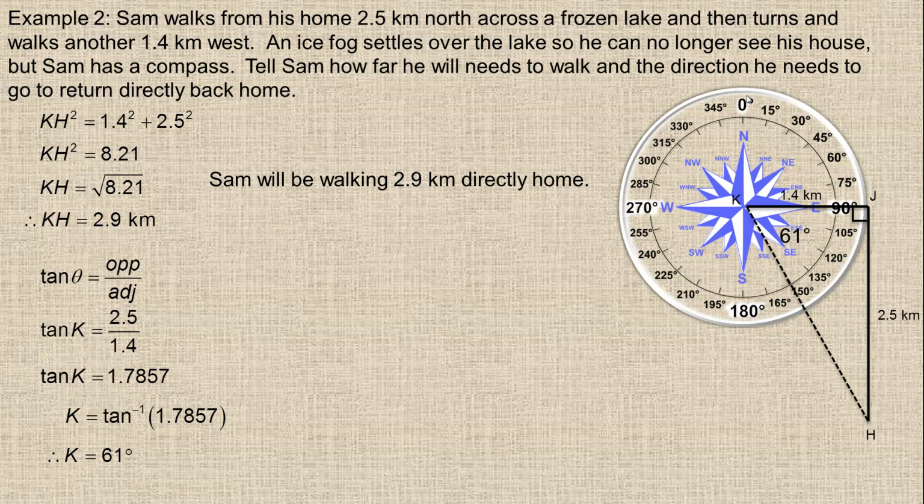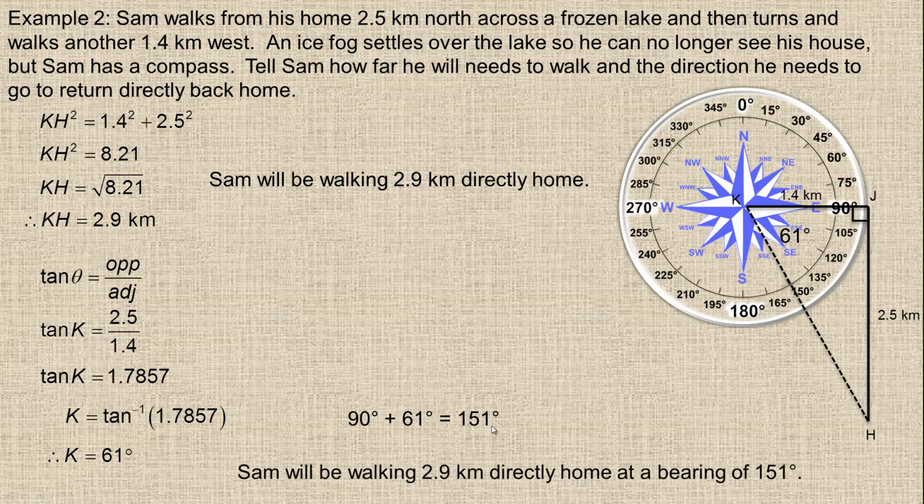So you see, around to east here is 90, and then we have 61 more degrees. So the bearing around to that dotted line would be 90 plus 61, which is 151 degrees. So he's walking 2.9 kilometers home, and he would be walking in a bearing of 151 degrees. So we could take his compass and use the compass so that he could walk exactly along that dotted line and get directly home.